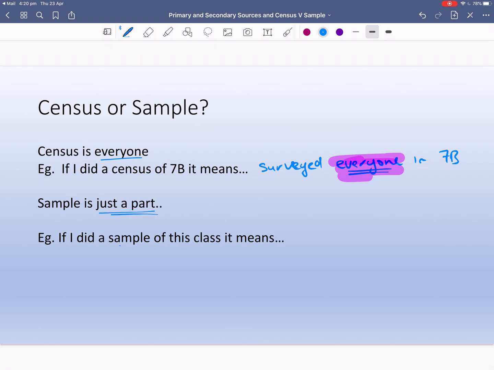All right, a sample is just a part. If I did a sample of this class, it means I chose 3 students of the class. All right, and we do that a lot. We always do sample. And we do that with SRC. We do it whenever we represent that. We do in government. We have people that go, all right, we need some people from this electorate to go into government and explain things. All right, so sample is just a part of the class.